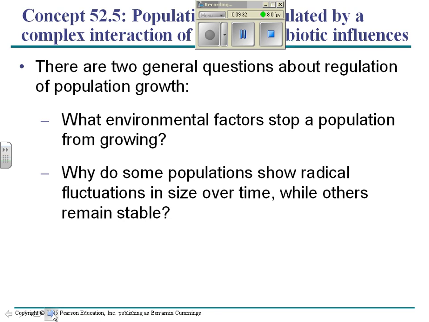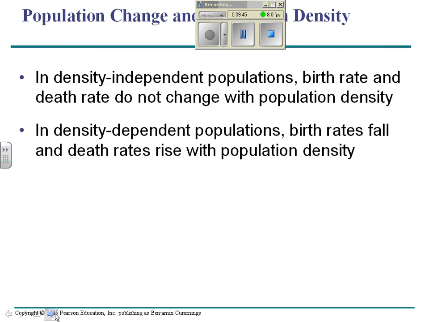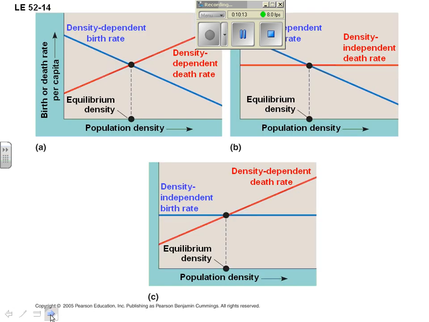So then let's talk about the questions. What is it that keeps the population from growing? And why is it that some populations show all these incredible ups and downs, like the song sparrow, and others kind of remain stable? In density-independent or R selection populations, birth rate and death rate don't change with population density. It doesn't matter how many organisms there are. The birth rate and the death rate don't seem to depend on how many are living in the area. In K selection, birth rates fall and death rates rise with greater population density. And here's why. Okay, so this is a view of the same idea.